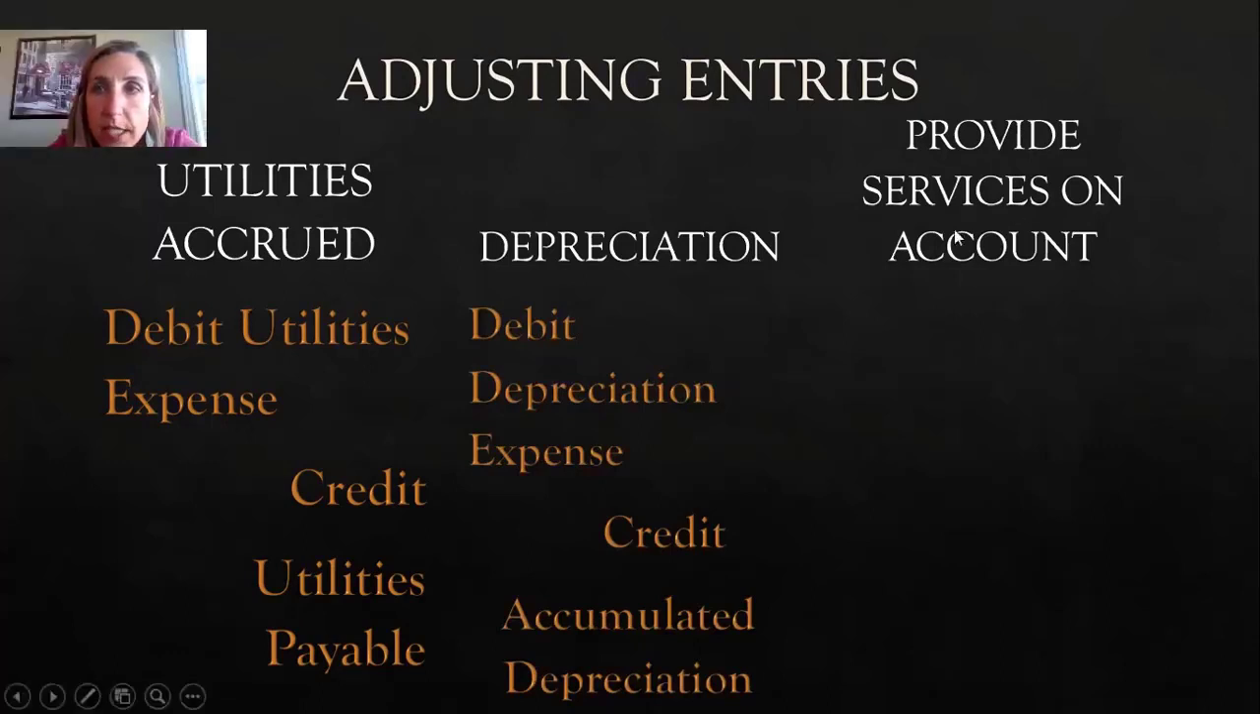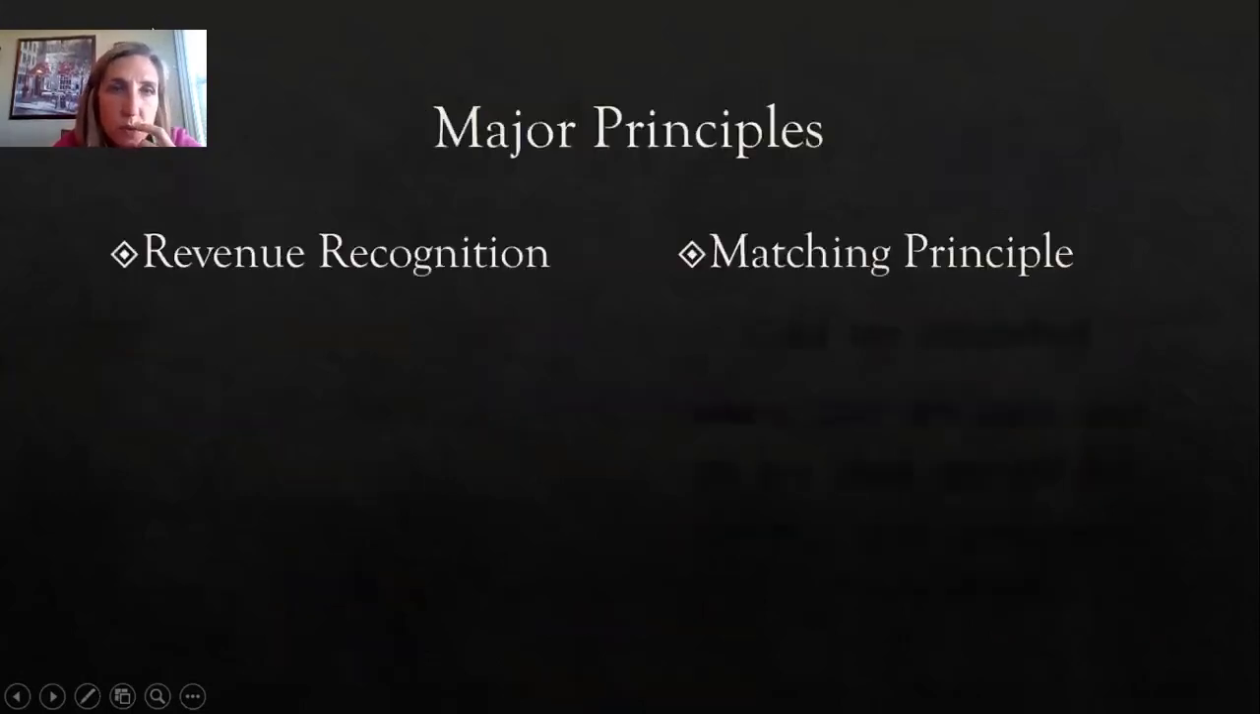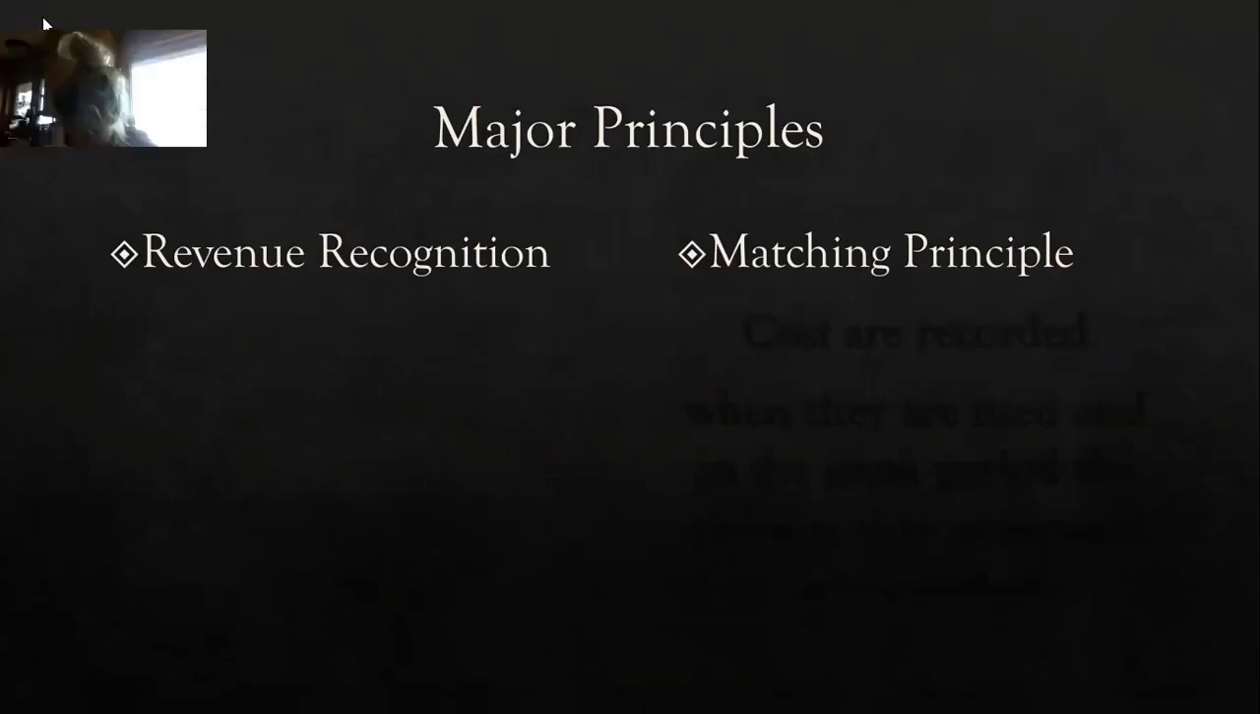Good job. And then the last one I put on this slide, because I know it's a multiple choice question, is reflecting what you would record when you provide services on account. It's not an adjusting entry, but it is one you'll need to know for a multiple choice question. So you would debit the accounts receivable. Remember, the word providing services tells me I need to record service revenue. I did work, and then the accounts receivable says I haven't been paid yet.